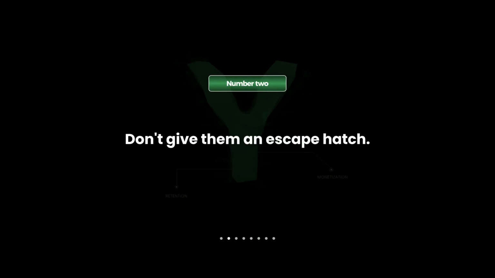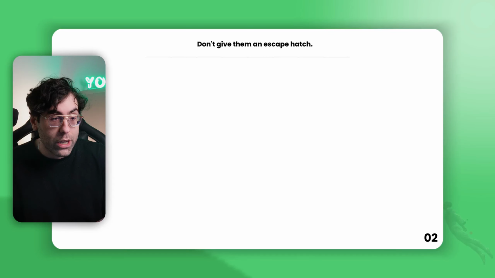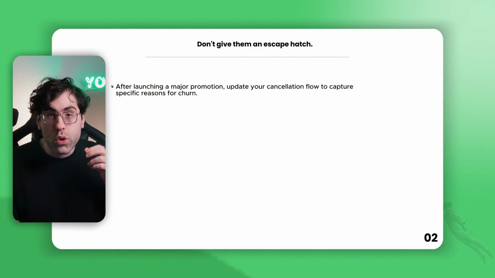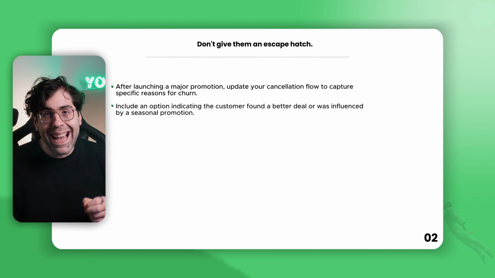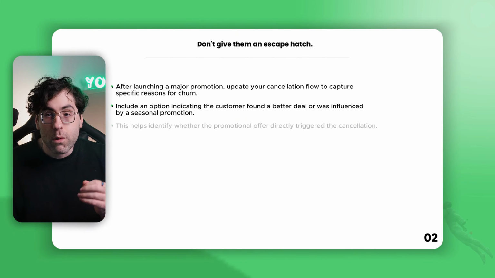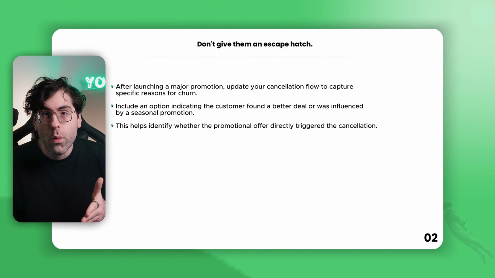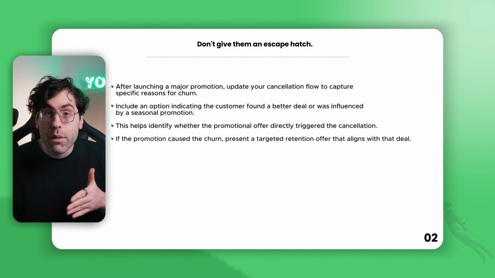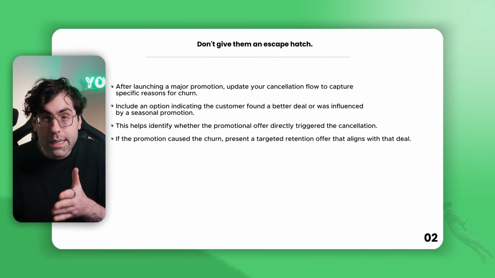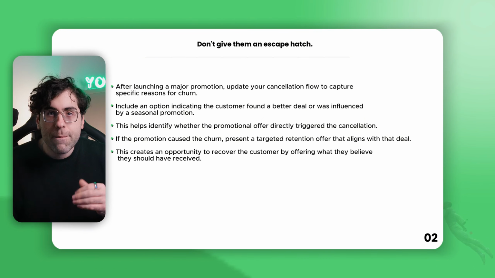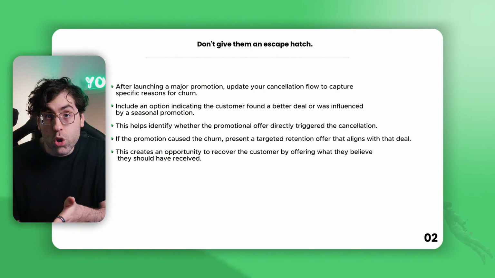Now, number two, don't give them what I call an escape hatch. Okay, so you run this big promo. What you should do is go to your cancellation flow and add a cancellation reason that says, I saw a better offer, or I saw the Black Friday deal. Because when someone cancels, first of all, you want to know if this deal was the trigger. And then if it was, you want to have a save offer that's designed to match that offer that caused them to cancel. Basically a moment where you're like, okay, you're right, here's the deal that you should have received.